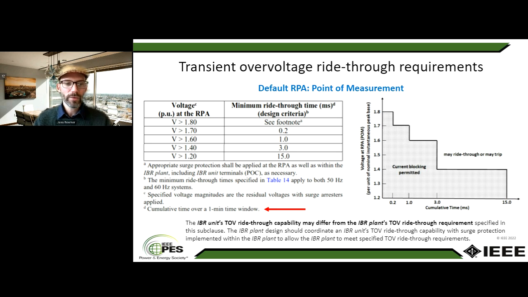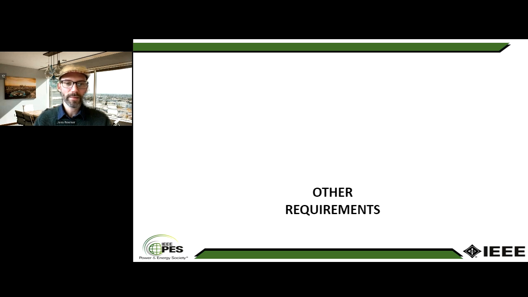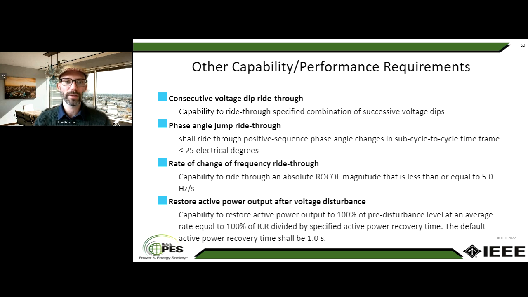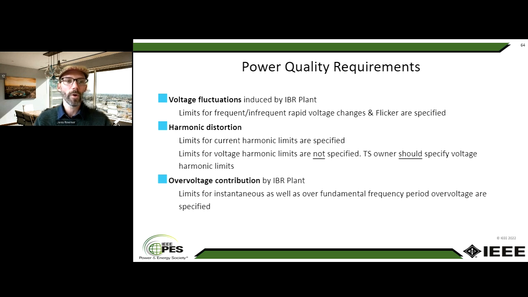This brings us to the last set of slides here. There are a couple of other requirements which I'll just mention quickly. Consecutive voltage ride-through, phase angle jump ride-through, rate of change of frequency ride-through, and restore active power output after voltage disturbance. Voltage fluctuations in terms of power quality, harmonic distortions, and overvoltage contributions are specified.